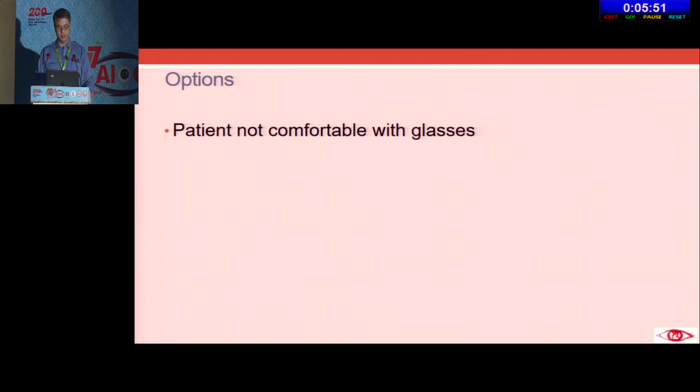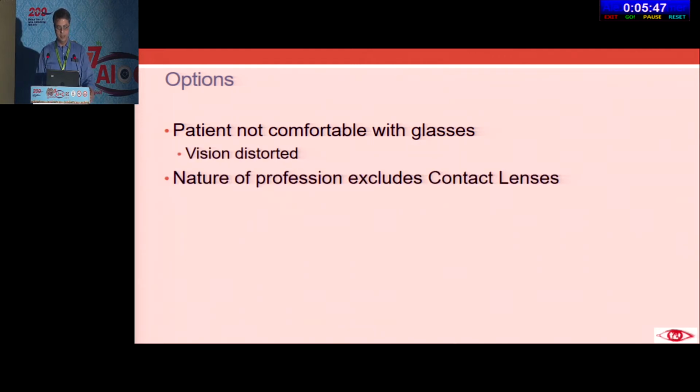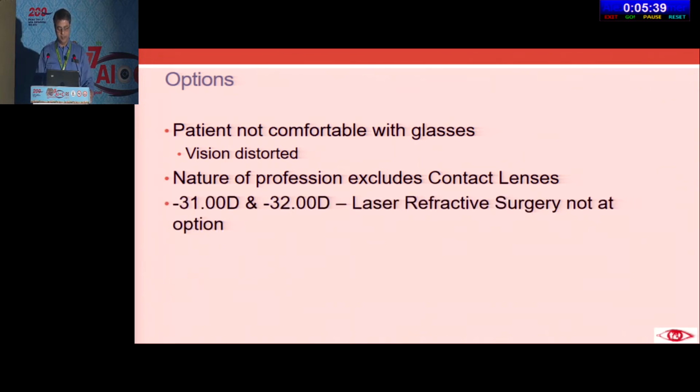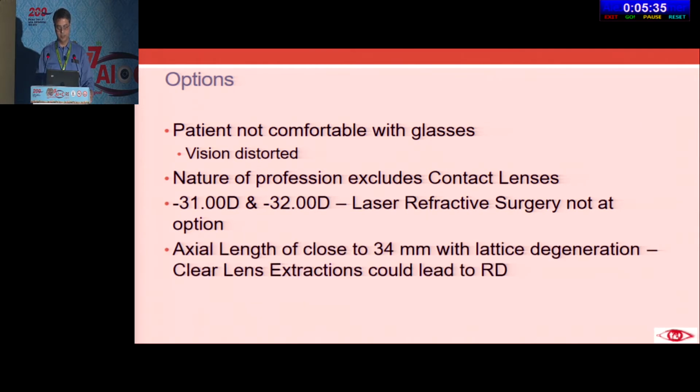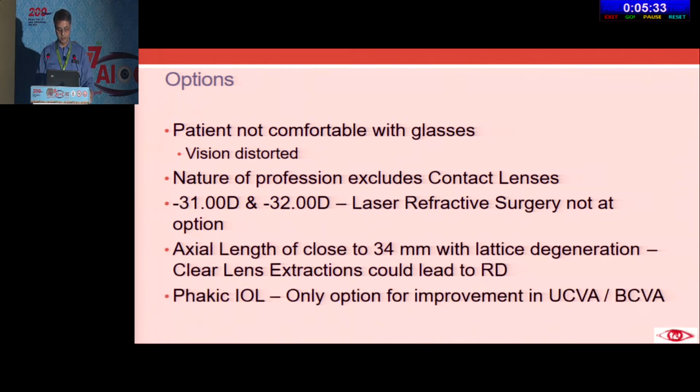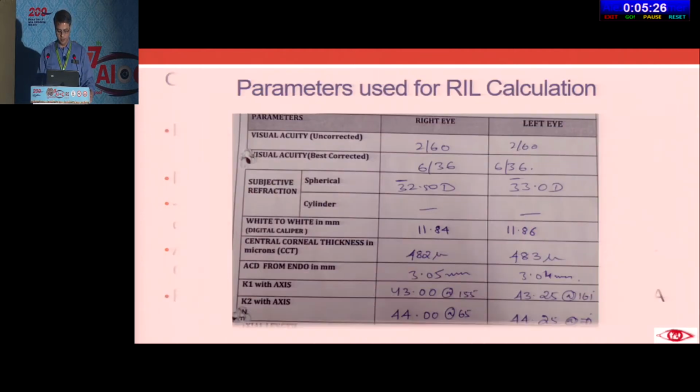And options, obviously he came to me because he wasn't happy with glasses. He could not possibly wear contact lenses in his sort of profession, very dusty, dirty environments. And laser treatment of the cornea wasn't an option, and not CLE. So the only thing I could think of was phakic lens, but I told him that you will still have a residual power.